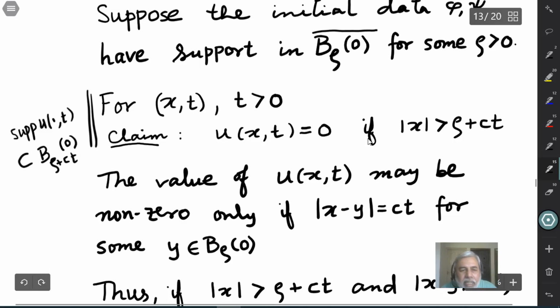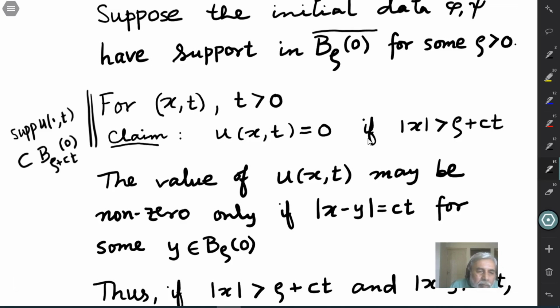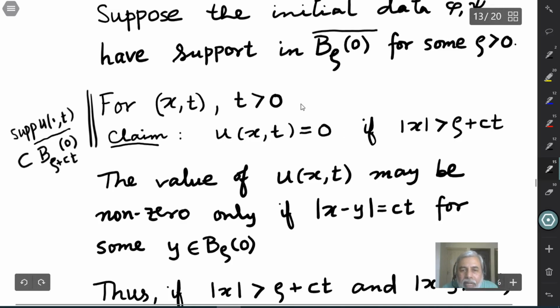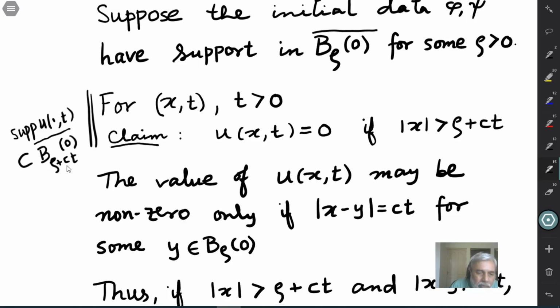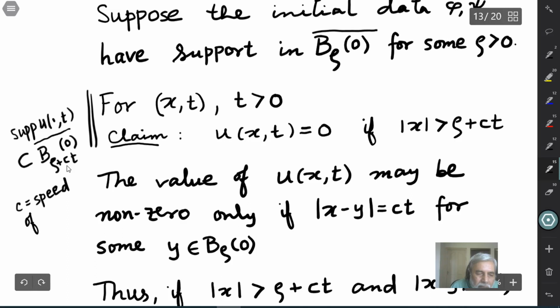So if the initial data is supported in a ball of radius rho, then at a later time t, the support of the solution is contained in a slightly bigger ball, of radius rho plus ct. Rho is replaced by rho plus ct, and this is the region. So this c is called the speed of propagation. And this claim follows from understanding the range of influence.